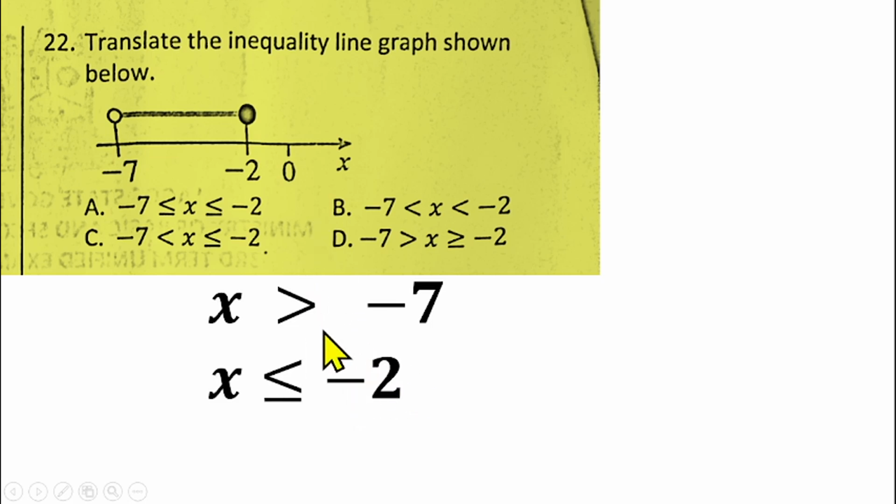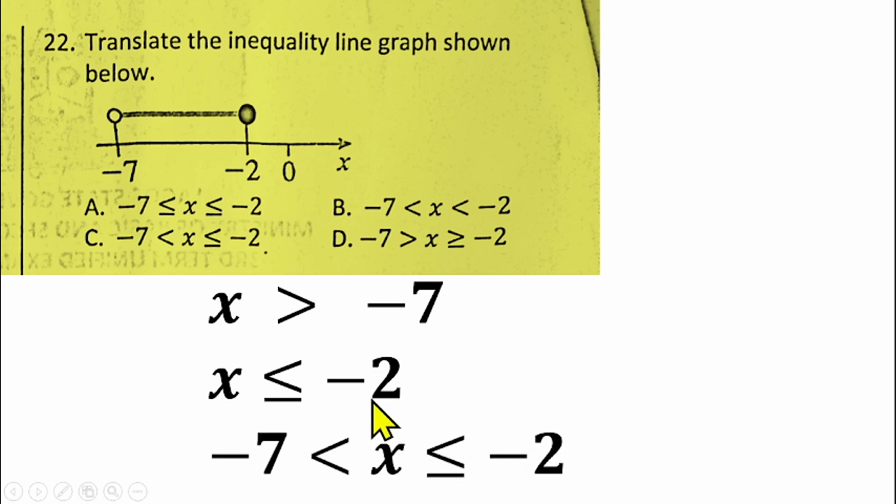Then we'll combine these together to give us a single inequality. Minus 7 is less than minus 2, so minus 7 will come to the left-hand side, and minus 2 will be on the right. If x is greater than minus 7, that means minus 7 is less than x. So we have minus 7 less than x, less than or equal to minus 2. That gives us this answer, which is option C.